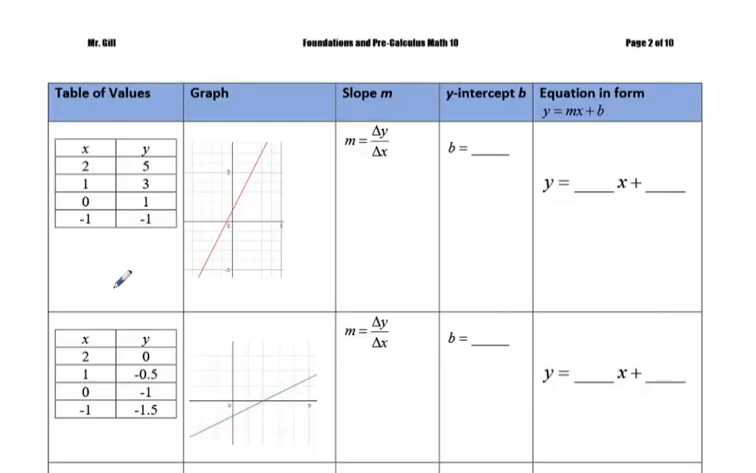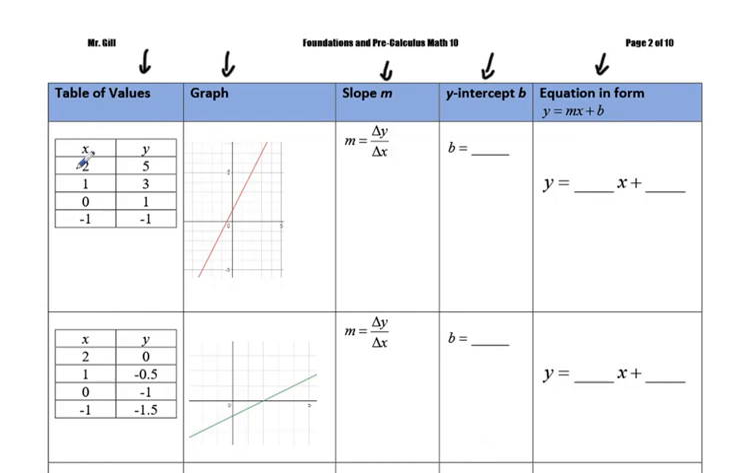So on page 2, we want to go through and look at these examples. What we have here is a table of values for our first example. We have a graph. We want to find the slope, we want to find the y-intercept, and we want to find the equation. So let's go through and do the first one together.